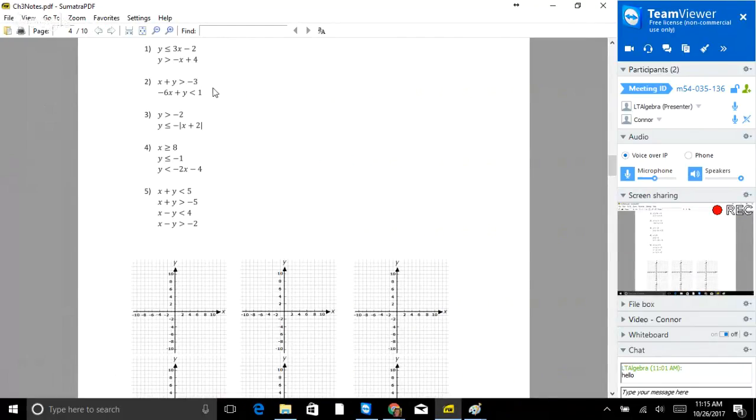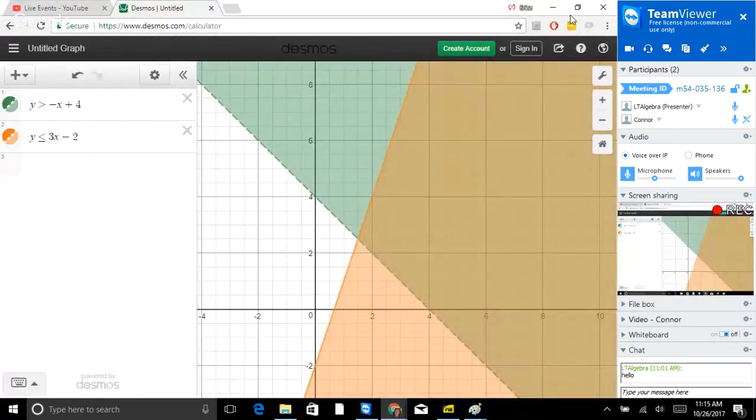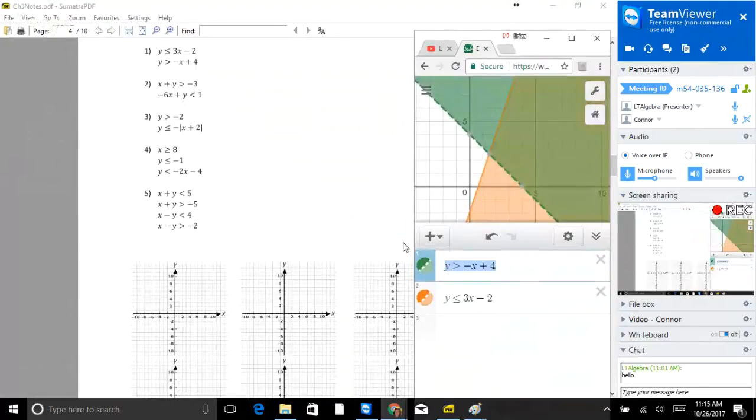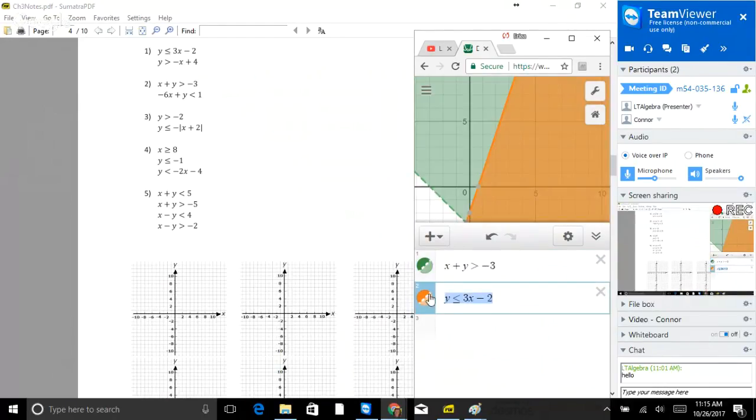Number 2, I'm just going to copy it. We've got x plus y is greater than -3. So this is the same way. We've got x plus y is greater than -3, and we have -6x plus y is less than 1. All right. So let's make this a little bigger so we can actually see it.